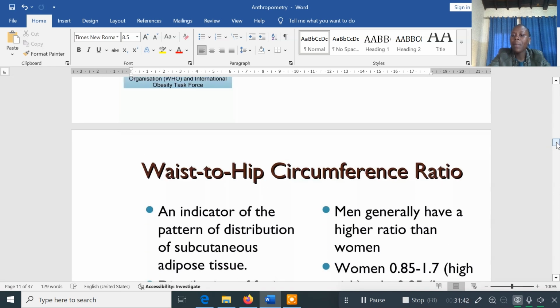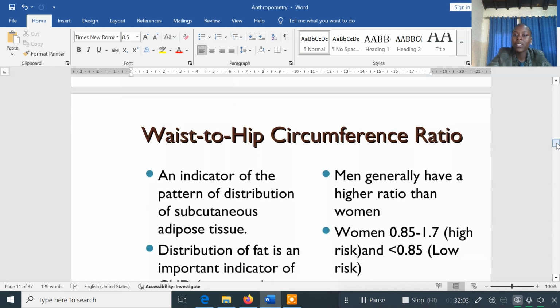Men generally have a higher ratio than women. Which ratio are we talking about? The waist to hip circumference ratio. They are telling us that men generally have a higher ratio than women, and we are going to see why. Someone can even brainstorm and start thinking of why.